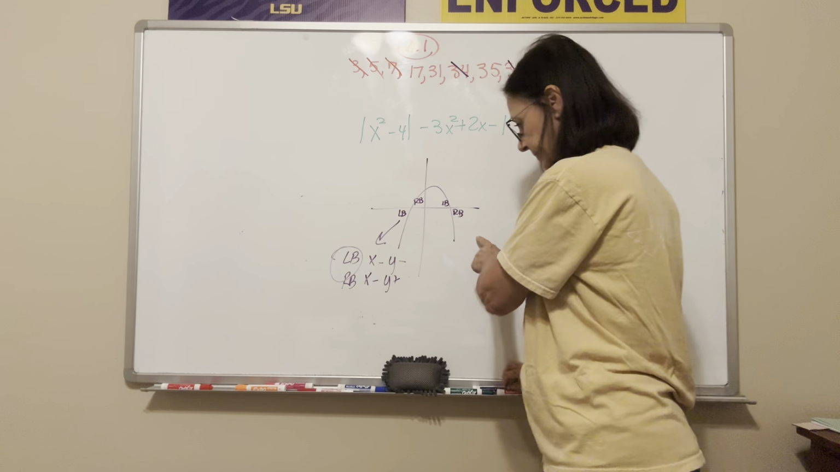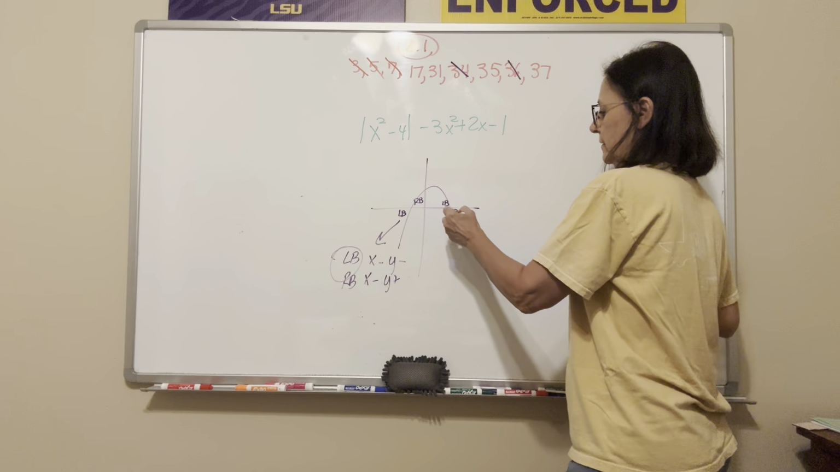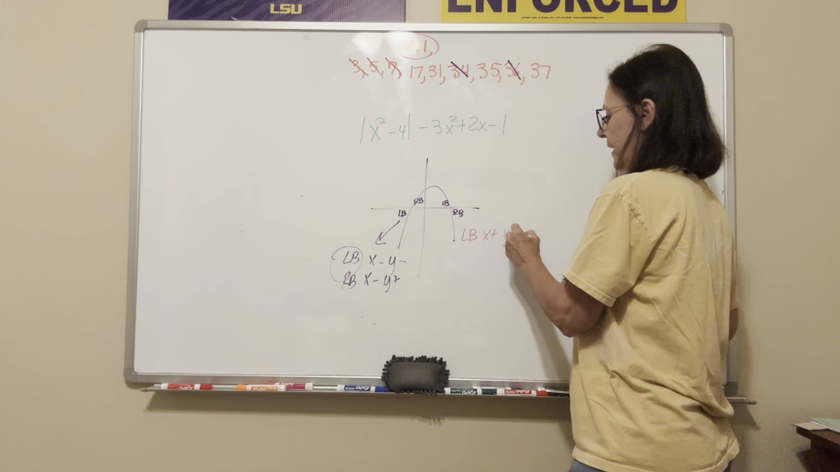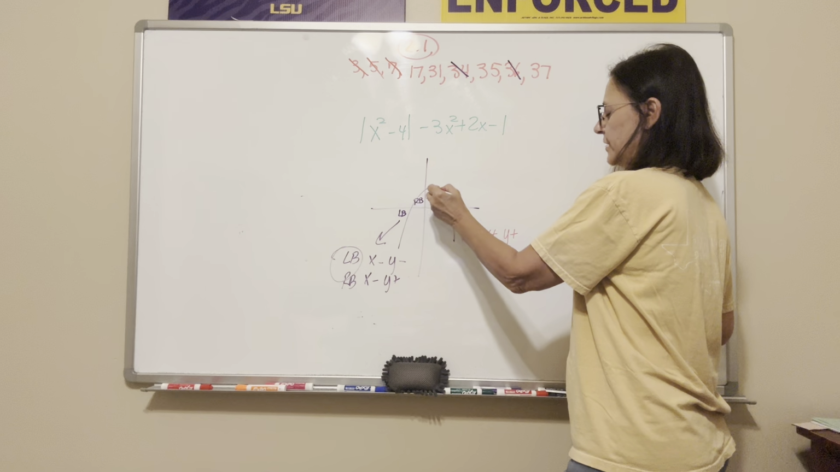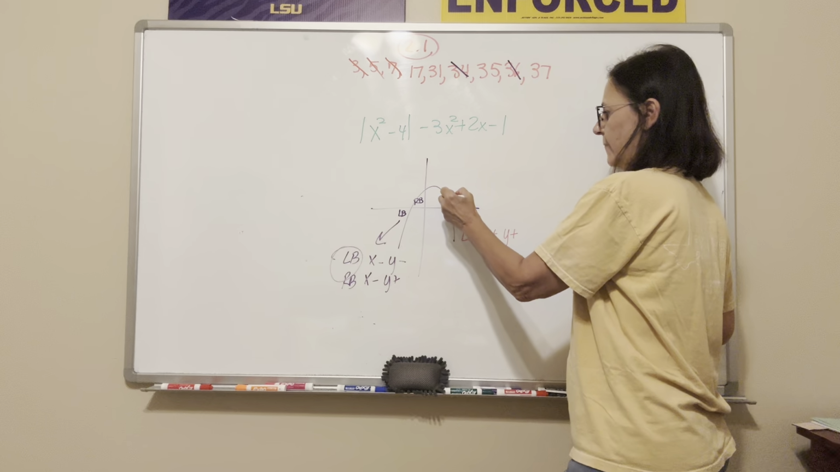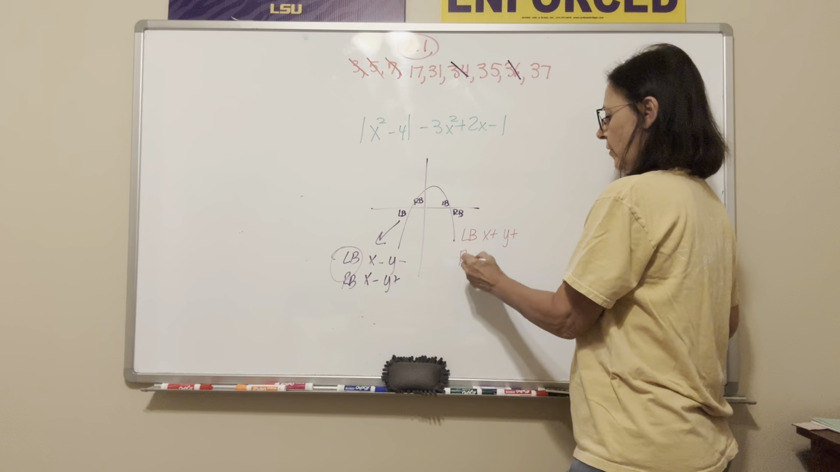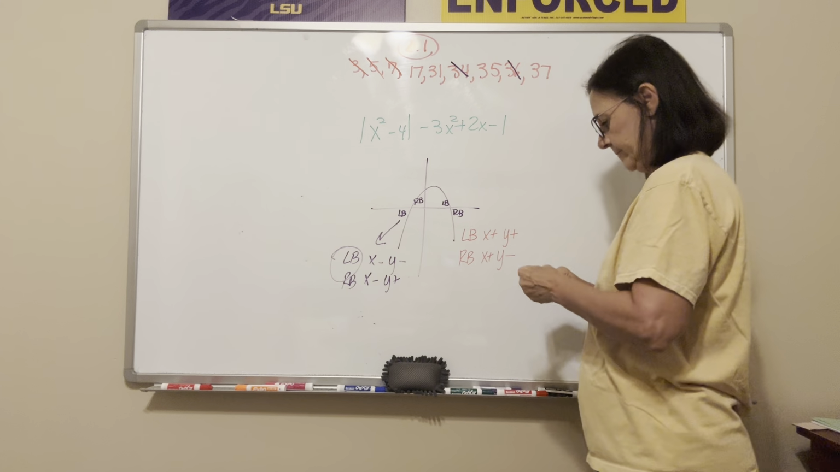For this one, our left bound, x is positive, y is positive. So once I go here, you're going to see x change to positive, positive, positive. You're waiting for y to get back negative, then you're going to go back. Right bound, x is positive, y is negative.